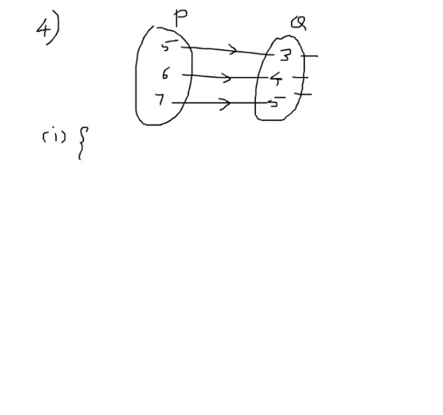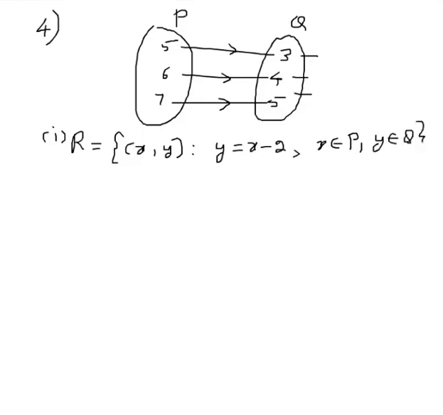So let us write it in set builder form. I will name this relation as R. So R is equal to set of all x comma y such that y is equal to x minus 2, where x belongs to the first set P and y belongs to the second set Q.